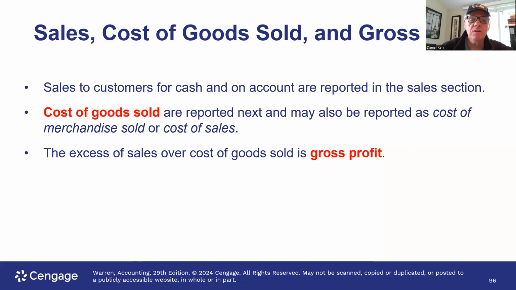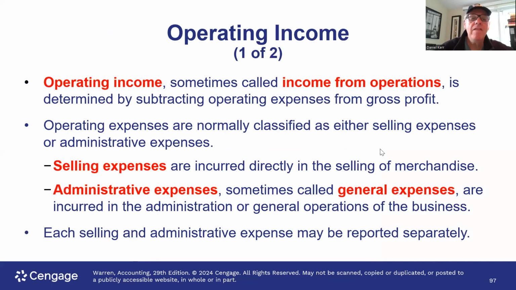We know the cost of goods sold. We know the excess of sales over cost of goods sold. We know it's gross profit. It was the first practice exercise we did. And then we have operating income, sometimes called income from operations. This is where you subtract the operating expenses from the gross profit. And the operating expenses are normally segmented between selling expenses, so these are expenses directly related to the sale of merchandise, and administrative expenses, sometimes called general expenses. And these are general expenses that aren't directly related to sales.